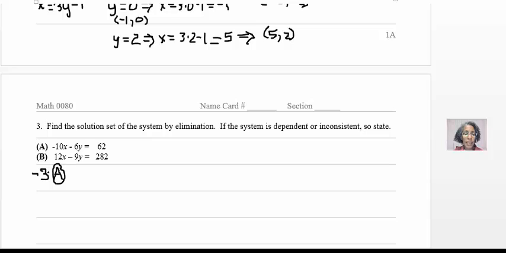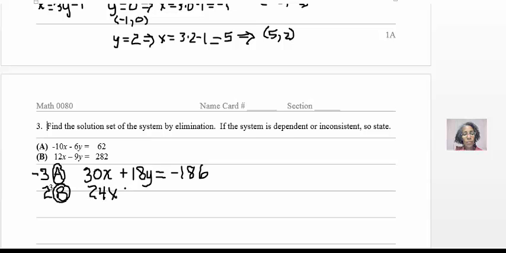What I'm looking at here is the fact that I want to eliminate y. So I'll get a positive 18 as the coefficient of y in the first equation. And then if I elect to multiply equation B by 2, then I'll have a coefficient of -18 on y in the second equation. And when I add these equations together, the y's will be eliminated.